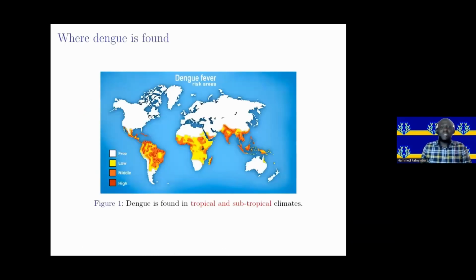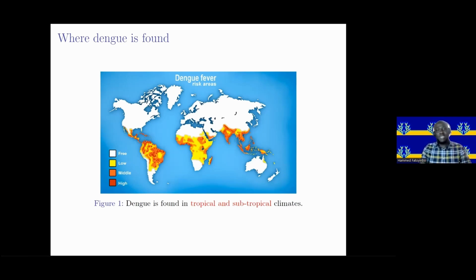Where is dengue found? This map shows the risk areas across the world where dengue is found and where it is endemic. From the map, we can see the white regions, which are risk free areas, currently free of dengue, and the yellow one is where the risk is very low, and the red one is high risk. Presently we can see New Zealand belongs to the white region, meaning that New Zealand is dengue free at present. It is commonly found in the tropical and subtropical regions of the world.